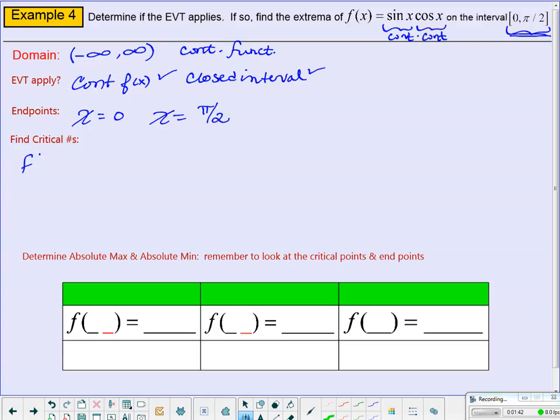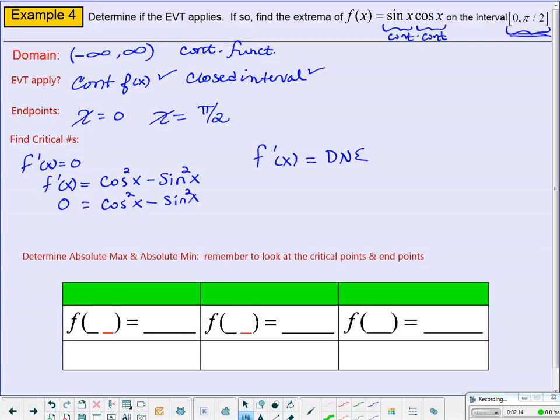Let's find our critical numbers. The critical numbers, remember, come from f prime of x equaling 0 or f prime of x not existing. If we take the derivative of sine x cosine x, you would do a product rule. It turns out, just to keep this shorter, I get cosine squared minus sine squared. And set that equal to 0, cosine squared x minus sine squared x. And you're probably thinking, well, how in the world am I going to do that? Let's bring over the sine. Let's say sine squared x equals cosine squared x, and see if this takes us in any direction.